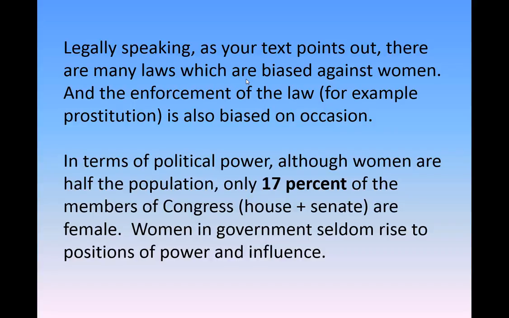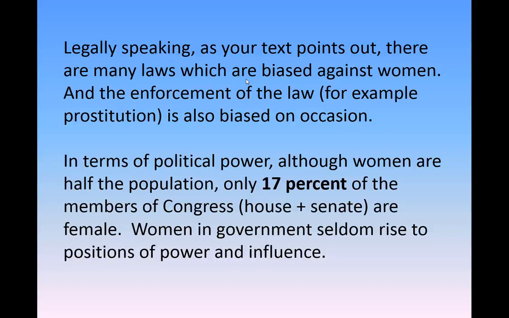As your text points out, legally there are laws that are biased against women. For example, overwhelmingly, the enforcement of prostitution laws is aimed at arresting the woman who's providing the service and not the man who's soliciting. Now, of course, the tricky thing is in a reverse sting, to arrest a guy soliciting a prostitute, ordinarily they have a female police officer go undercover and pretend to be a prostitute, and then once the deal is made, you rush in and arrest them.